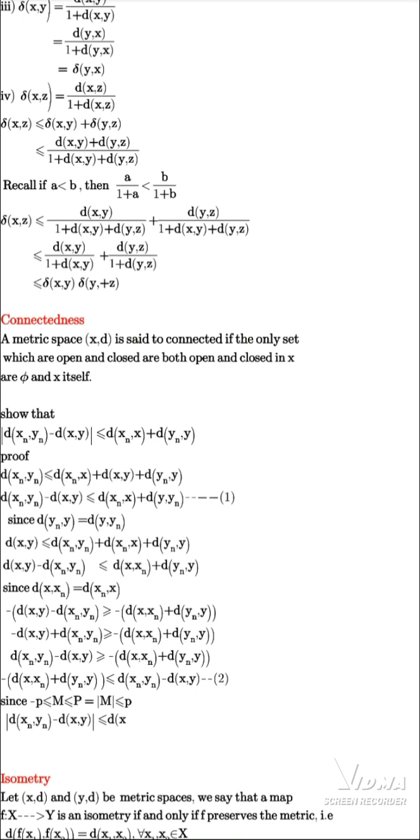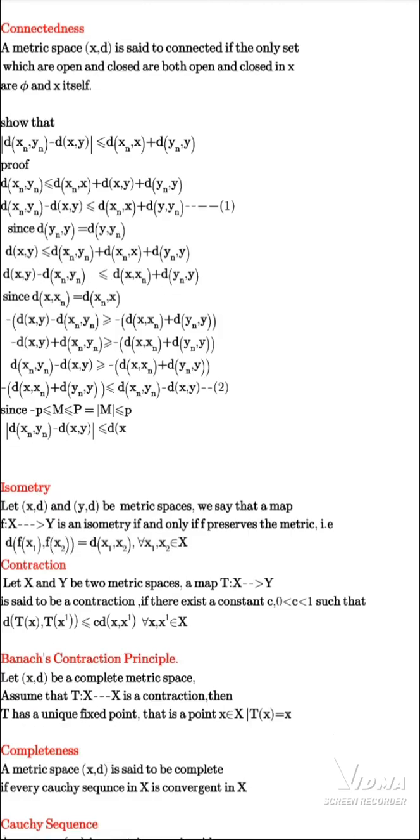So you can see now that we can intentionally remove one of the parameters. That is, for the first one we remove y, z, and for the second one we remove x, y. The reason why we have to do this is because a less than b is the same as a over 1 plus a less than b over 1 plus b. So condition 4 is satisfied.